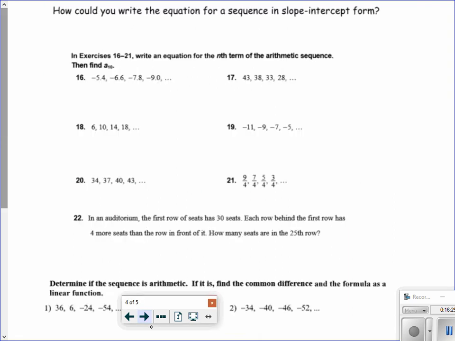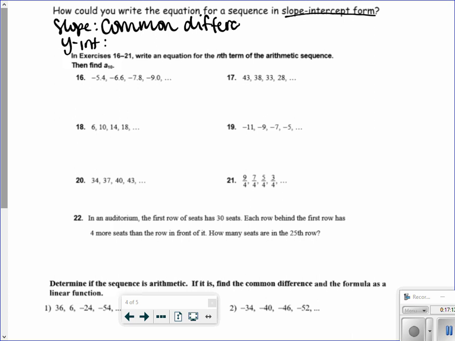So if you go to the next page, before we get into it, because it's going to deal a lot with the equation parts, let's talk about the equation. How can you write an equation in slope-intercept form? What two things do you have to have to write something in slope-intercept form? Slope and y-intercept. Okay. When we are getting the slope, what is that in your sequence? It's your common difference. It's whatever you're adding or subtracting by each time. So when we're writing something in slope-intercept form, the common difference is the slope. Okay, and then the y-intercept.